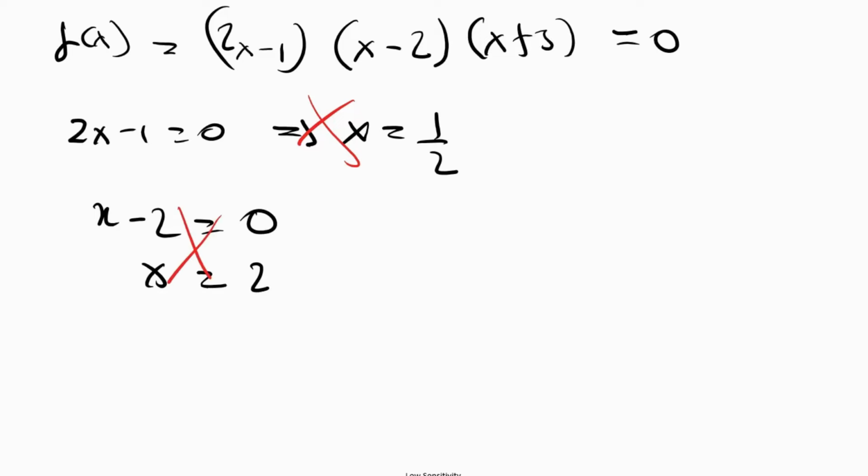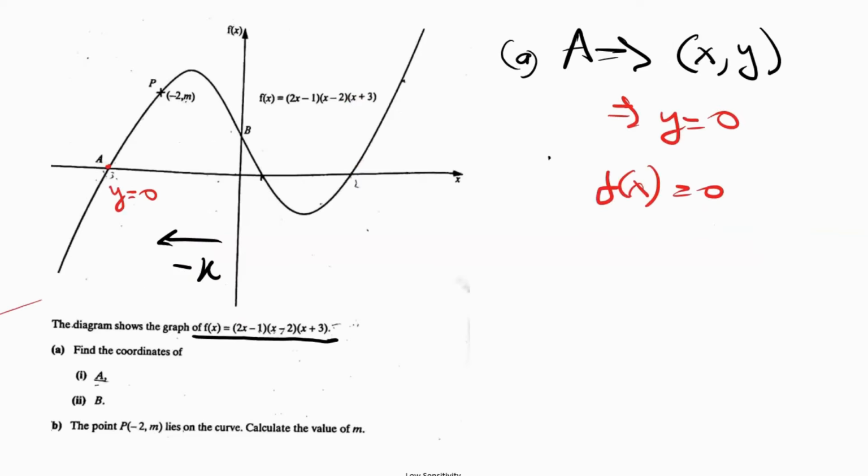And then we have x plus 3 equals 0. That means x is equal to negative 3. And here, that's what we are looking for, right? Because we know the value of x has to be negative. So now we can come back in here. We now know that A is equal to (negative 3, 0).